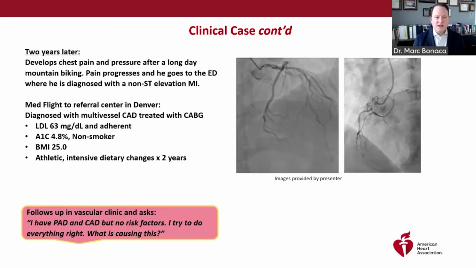We looked at his risk factors. Again, his LDL now was 63. He was on his lipid-lowering medication. He had an A1C of 4.8%, normal BMI, and he'd really made a lot of lifestyle changes to be even healthier.